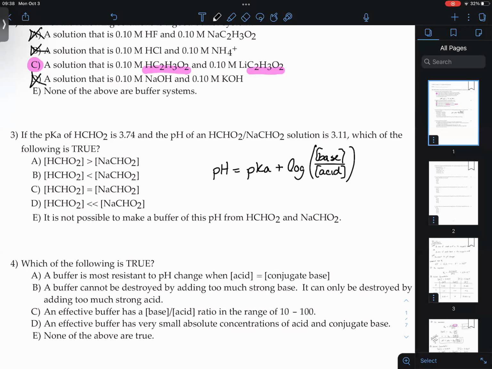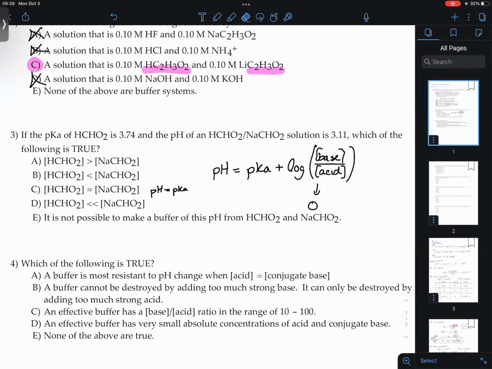All right, if we look at our Henderson-Hasselbalch equation, this says that the pH is equal to the pKa plus the log of base divided by acid. If these two are equal to one another, as they are in C, then this value here is going to be 0. So that would mean for C, this is when the pH equals the pKa. But if we look at our problem here, my pKa is 3.74, but the pH of the solution is 3.11. So it's less than that pKa, okay?